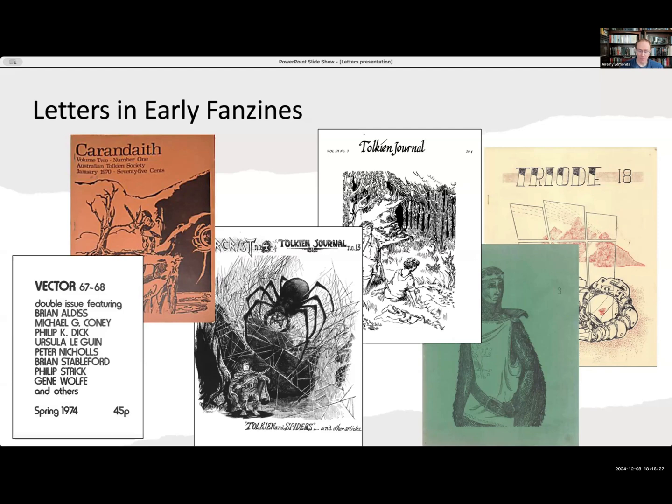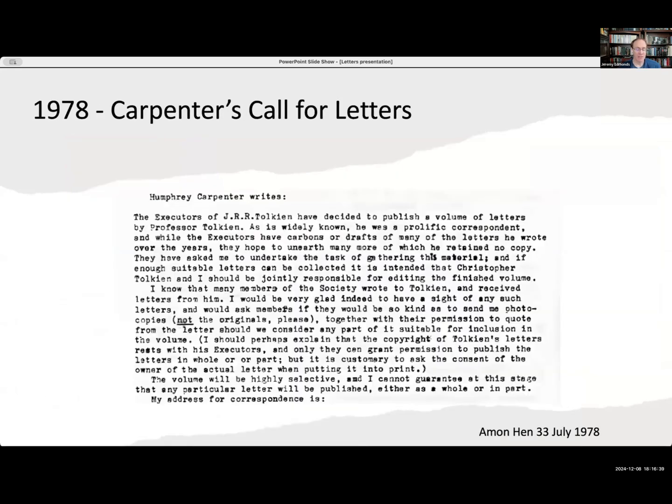After this brief exposure to the fact that Tolkien was writing letters, and very few of them were showing up in more public forums like these fanzines, in 1978, so after the publication of Carpenter's biography, the family gave him permission to work on a volume of letters. And as you can see here in this letter that was published in Amon Hen 33 in 1978, Carpenter announced this and asked readers, members of the Tolkien Society, and others. He went public with this announcement, trying to find letters that Tolkien had written.